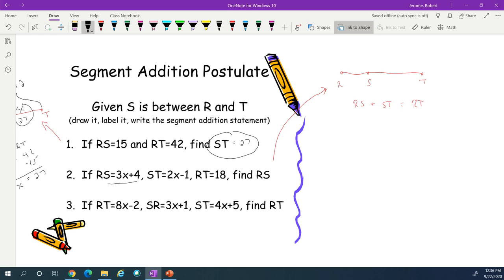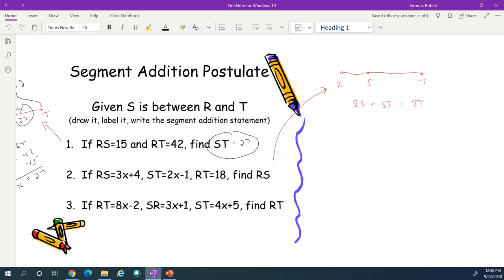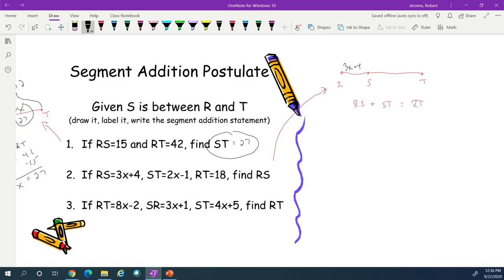Now again, I strongly recommend labeling. RS is 3x plus 4, ST is 2x minus 1, and RT, the whole thing, is 18. So let's plug that in. 3x plus 4 plus 2x minus 1 equals 18. And we're just going to do some algebra. 5x plus 3 is 18. 5x equals 15, and x equals 3.